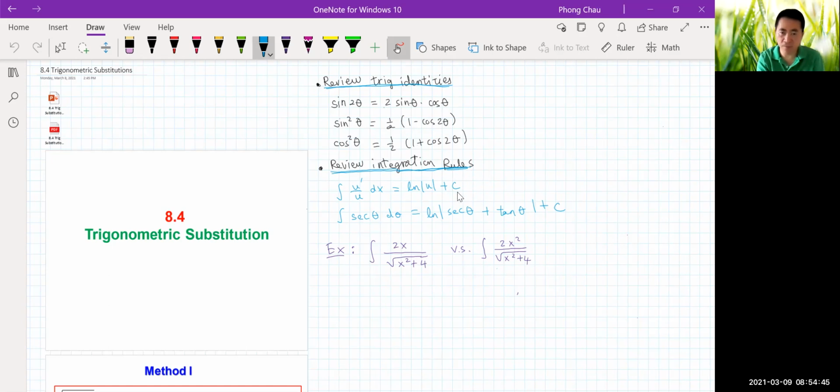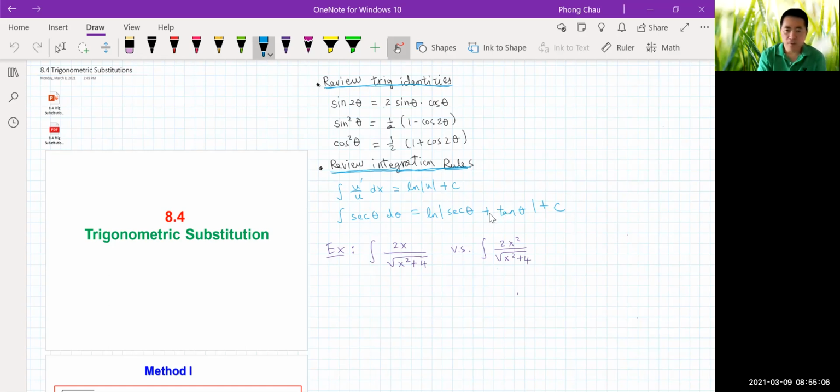We have lots of them. Here, the antiderivative of 1 over u is natural log of u. And the one that's becoming very common is secant theta. The antiderivative of secant is natural log of secant plus tangent.